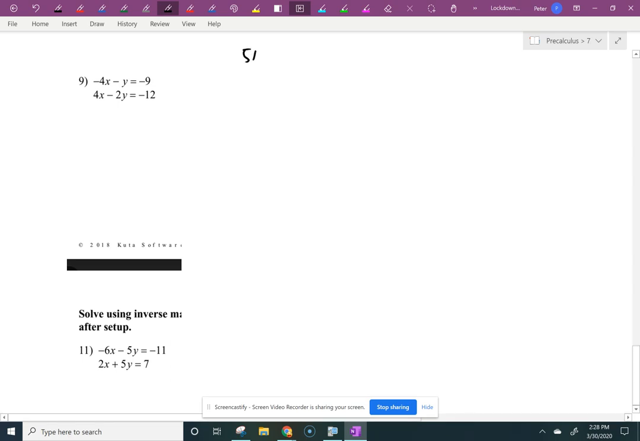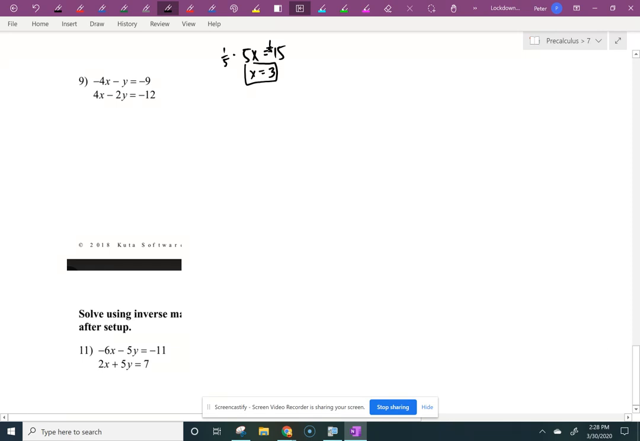Now that kind of feels more like if you had 5x equals 15 and you wanted to divide by 5 or multiply by 1/5 on both sides. You would do the same thing on both sides, and then you'd get x equals 3. That's the logic behind the inverse matrix.